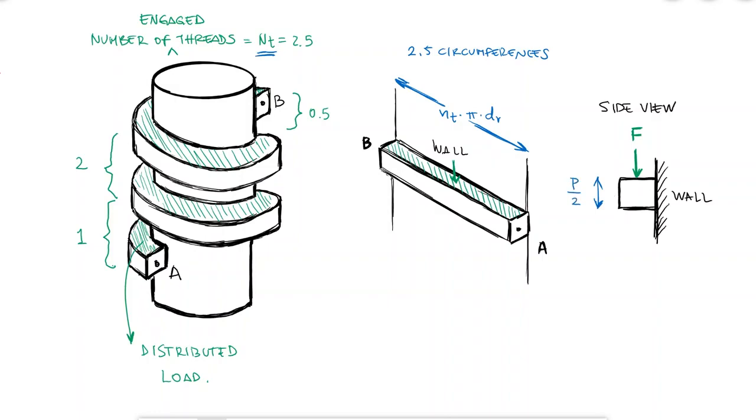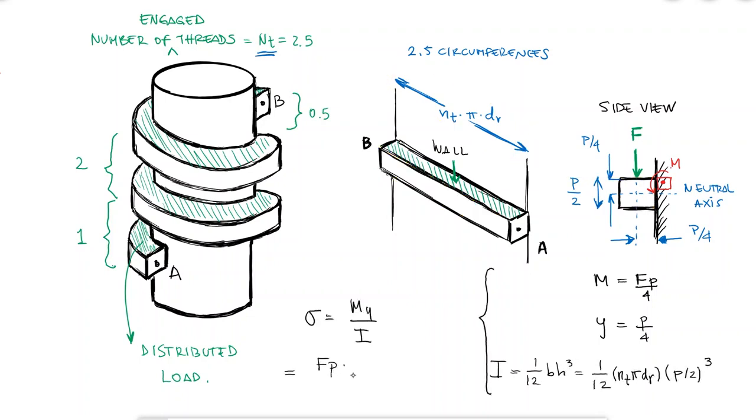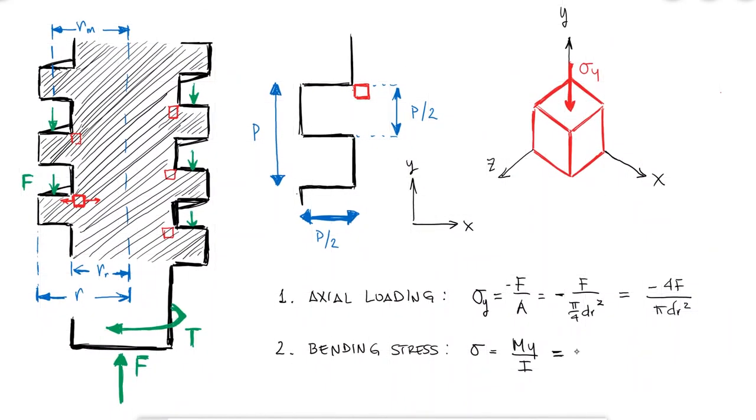The moment at the critical stress location would be equal to F times the distance from F to that location, which is half of the pitch over 2, or P over 4. The variable y, the distance from the neutral axis to the top of the thread, would also be equal to P over 4. And finally, the second moment of area I would be that of a rectangle of height P over 2 and base pi dr times nt. Going back to our normal stress equation for bending, we would obtain a positive normal stress of 6F over pi dr nt p, which would be a normal stress in the x-axis.